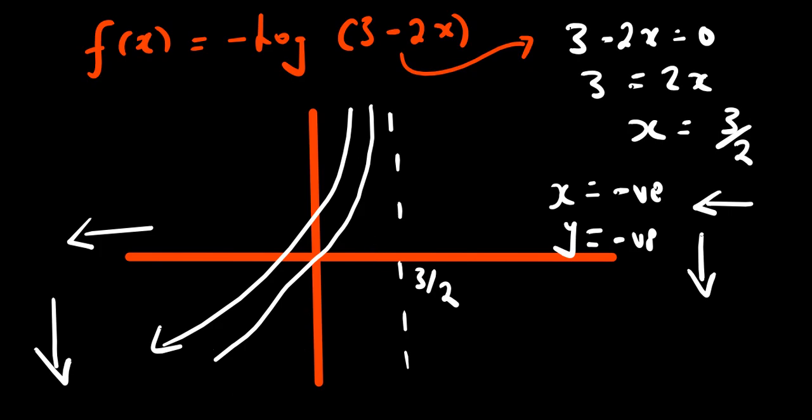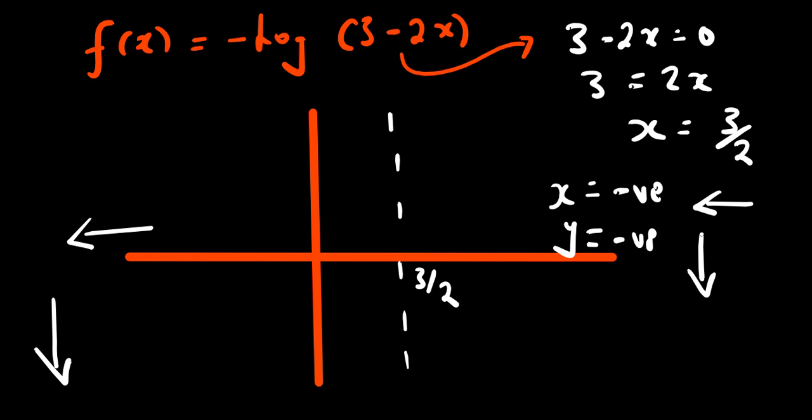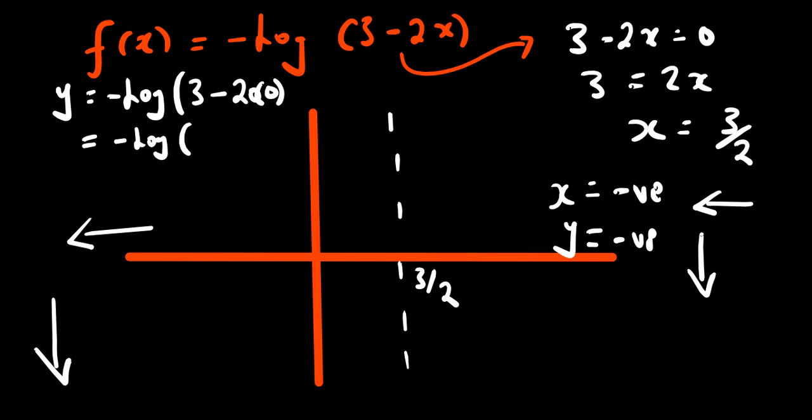So how are we going to do that? We have to find where it cuts the y axis. That is very, very important. So you know that on the y axis x is equal to 0. So you're going to have y equals negative log of, let's say, 3 minus 2x. On the y axis x is equal to 0, so you have a negative log of 3.